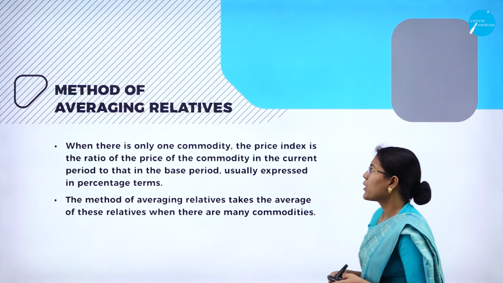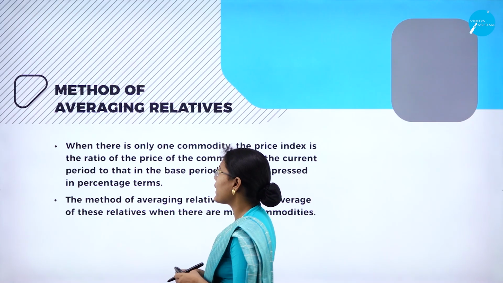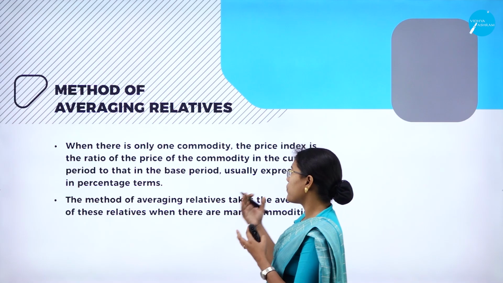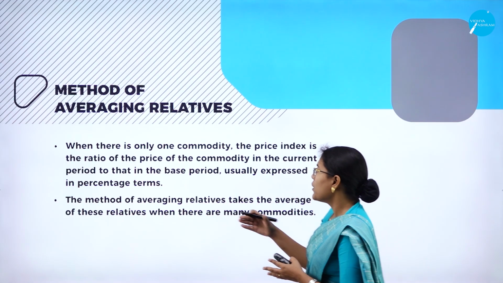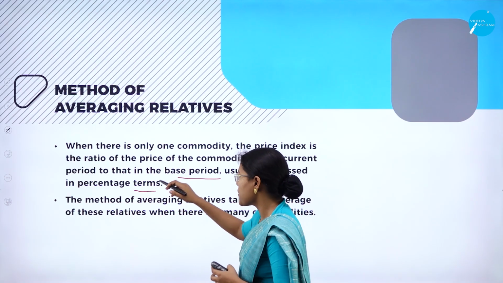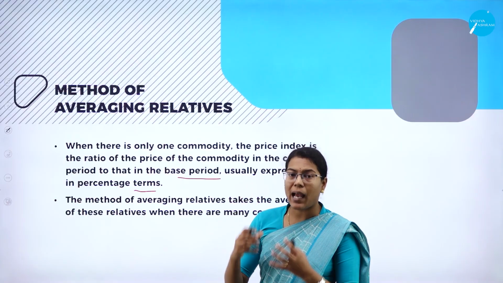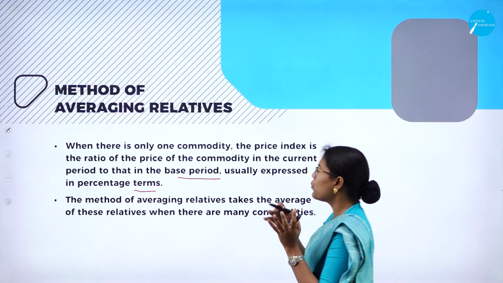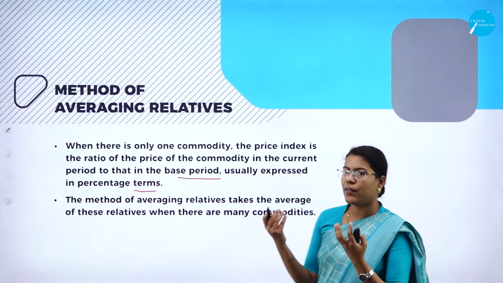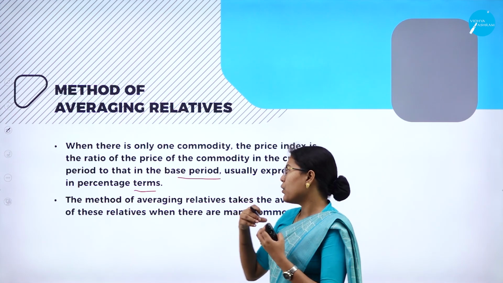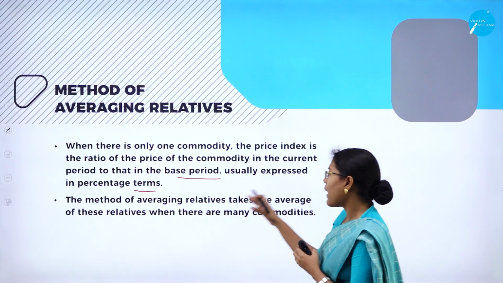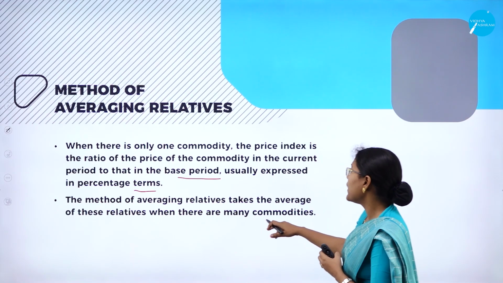So moving forward, the first one is method of averaging relatives. When there is only one commodity, the price index, the ratio of the price of the commodity in the current period to that in the base period, is usually expressed in percentage terms. That means the price change that has happened for a particular commodity over two different periods, that is the current period as well as the base period, we generally write in terms of percentage. So the method of averaging relatives takes the average of these relatives when there are many commodities.